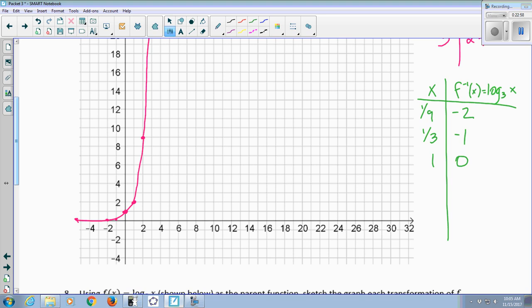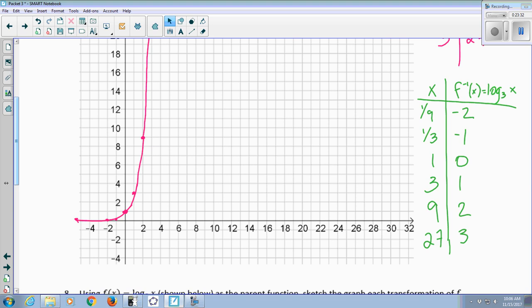Oops, I plotted this wrong. That's supposed to be (1, 3). There we go. Instead of (1, 3), I'm going to have (3, 1). Instead of (2, 9), I'm going to have (9, 2). And instead of (3, 27), I'm going to have (27, 3). Because log base 3 of x is the inverse of 3 to the x. If I know how to graph 3 to the x, log base 3 of x is easy. You just swap the coordinates.